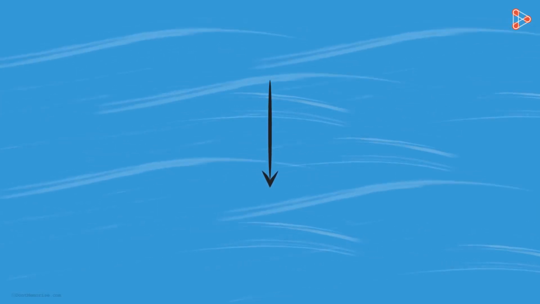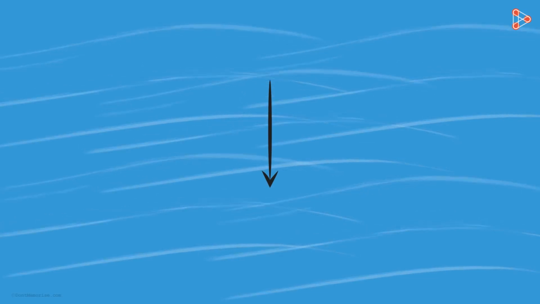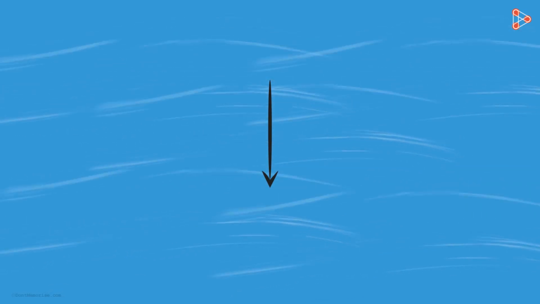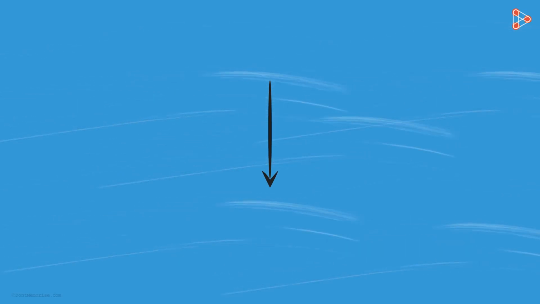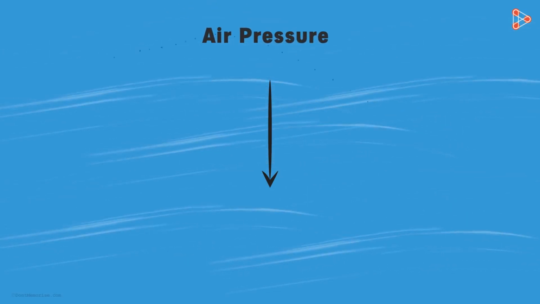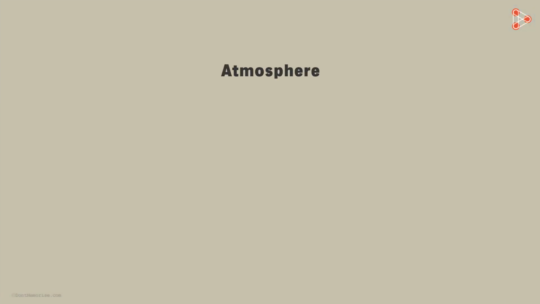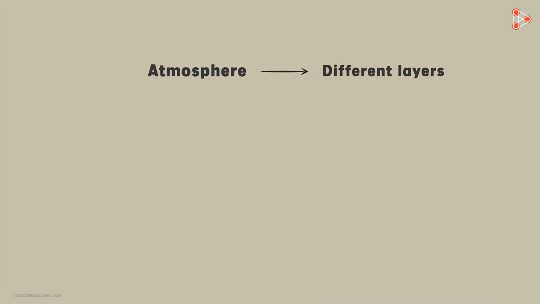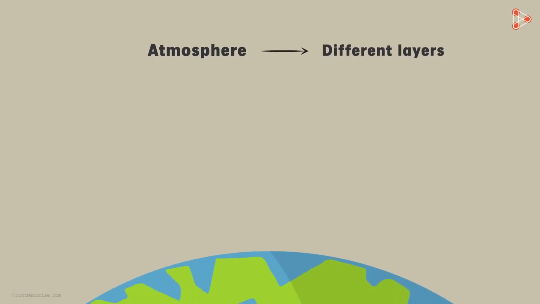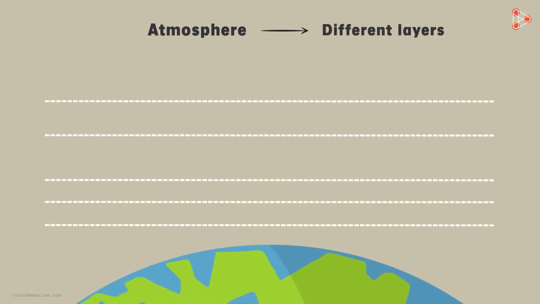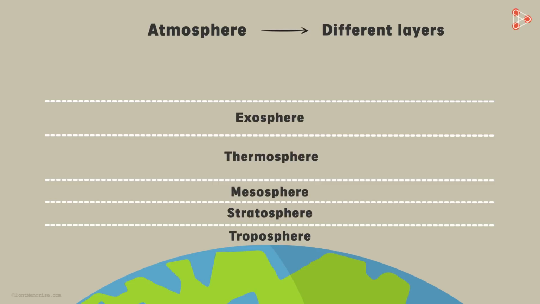Just like water, air is also being pulled down by the Earth's gravitational force. This force applies pressure on the air in the downward direction. The pressure exerted by air is called air pressure or atmospheric pressure. Did you know that the atmosphere is divided into different layers? The atmosphere is divided into 5 layers, namely the troposphere, stratosphere, mesosphere, thermosphere, and exosphere.